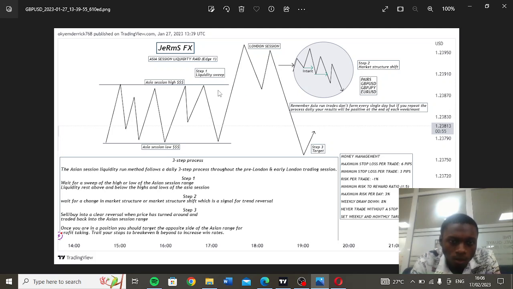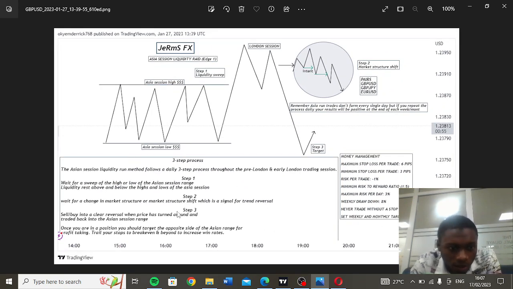Once there's a sweep, I drop down to my lower time frame, which is the 1 minute. I often use the 1 minute, sometimes I use the 30 seconds, but that is up to you. You can decide to use whatever time frame you want, but just make sure you are using a lower time frame, which is either the 1 minute, the 5 minutes, the 30 seconds, or the 15 seconds. You can even use the 1 second if you are fast enough. But just make sure it's a low time frame.